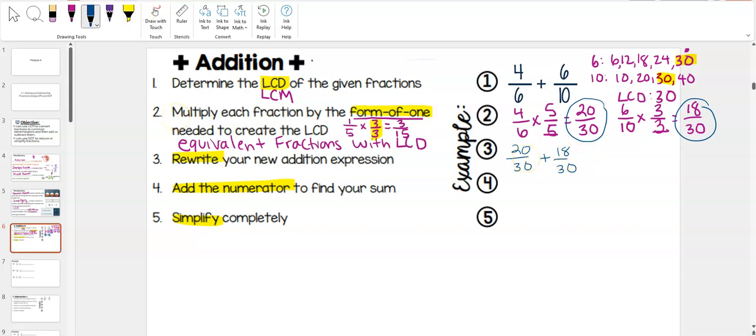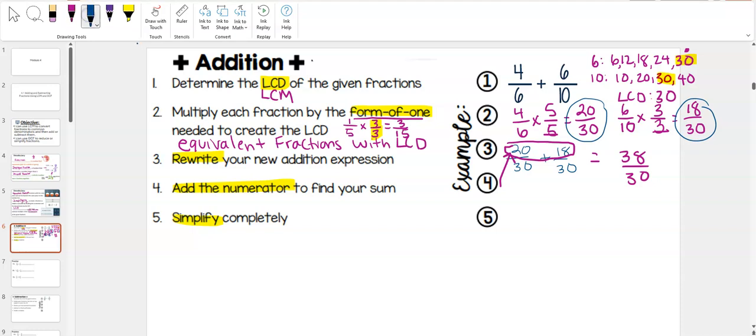Okay, for step 4, I am going to only add my numerators. So I'm going to take my original problem. You know what? No. We already have it. Why rewrite it? We're just going to point out the part that's different. So I'm just going to add my numerators here. 20 plus 18 is going to give me 38/30ths. And that right there is step 4. Just adding the numerators.